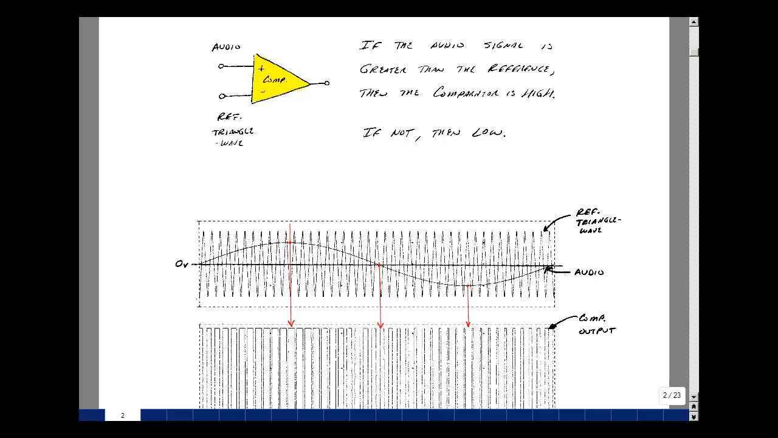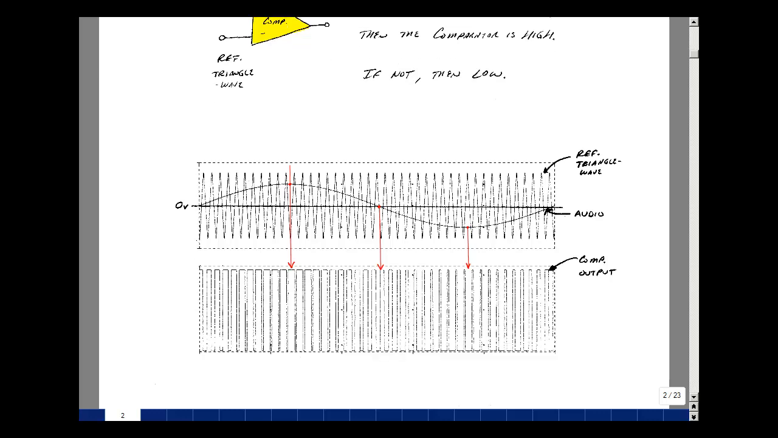I better show you this with a little bit of a simulation. Here's my triangle wave. It's at a much higher frequency than my audio signal. I just picked a point out here. Here, the audio signal is bigger than the triangle wave for this little instant in time, and so the output of the comparator is going to go high. Over here, the opposite's true. The audio signal is smaller than the triangle wave, so the output's low.